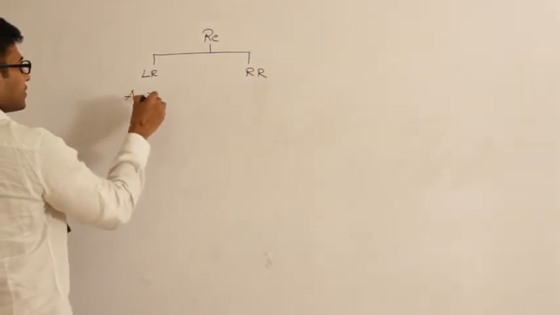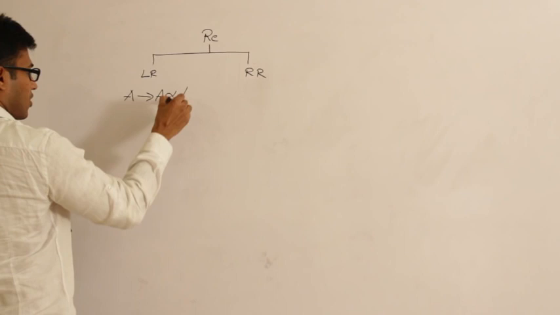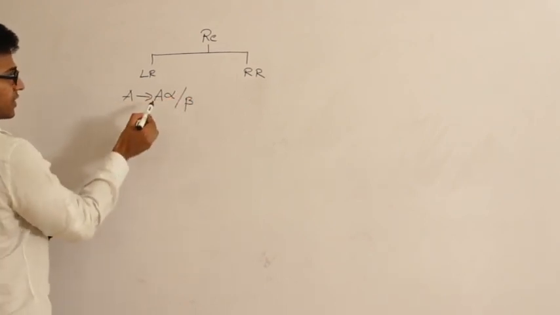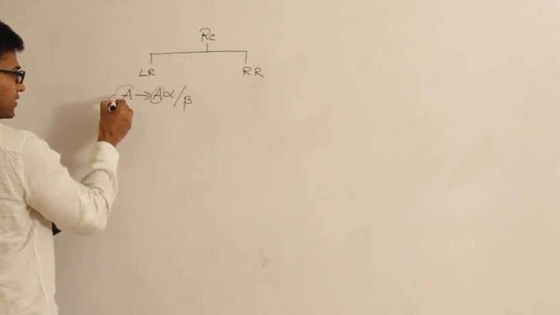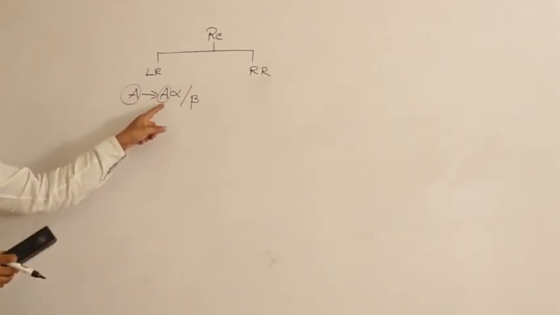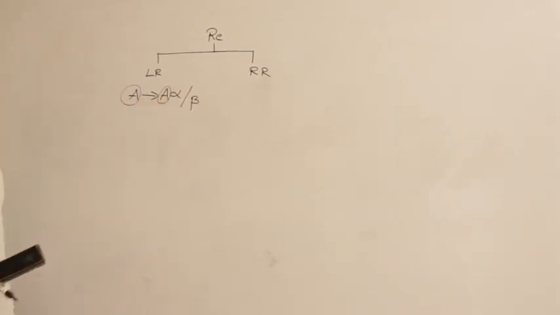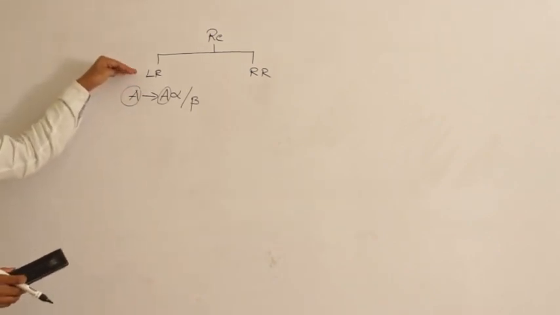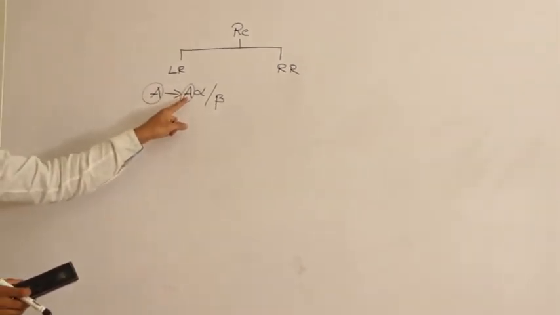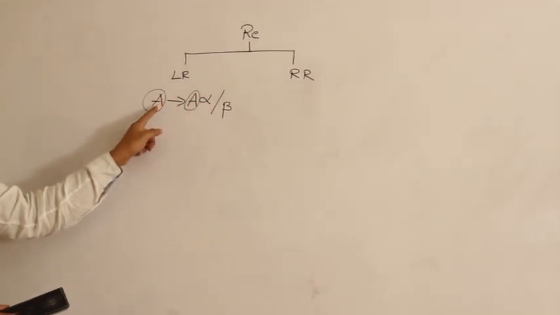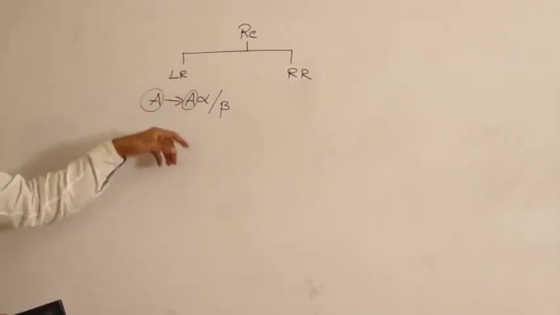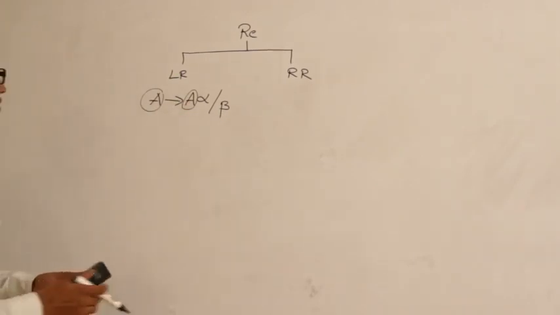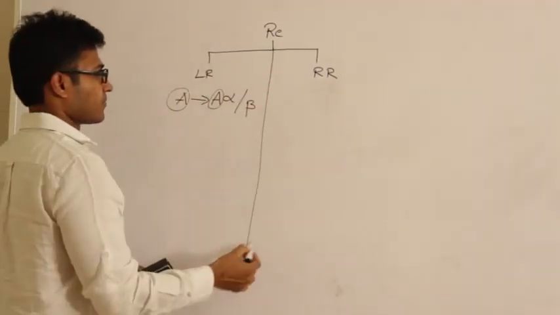If I have any production like this, A derives A alpha or beta, which means the leftmost symbol in the RHS is equal to LHS. This is called recursion, and in fact it is called left recursion. If I have any symbol on the RHS which is equal to LHS, it is nothing but recursion. Why? A variable is calling itself. Therefore, that is also called recursive calling.